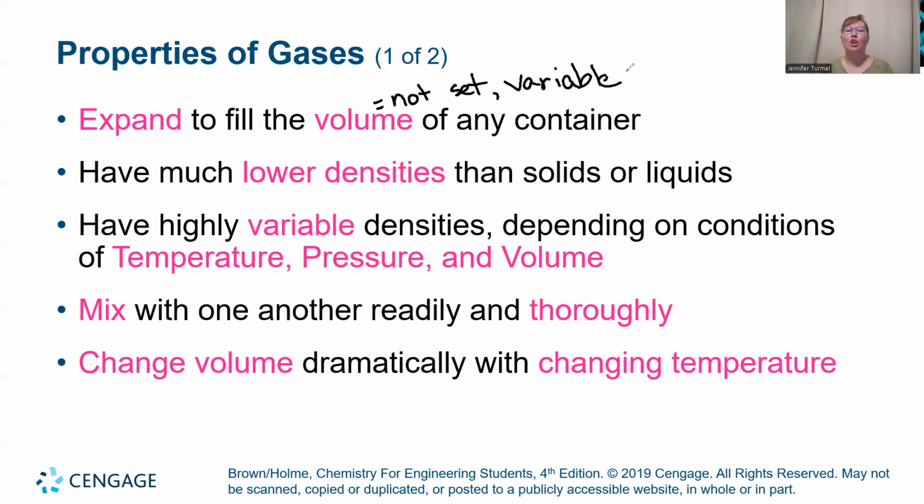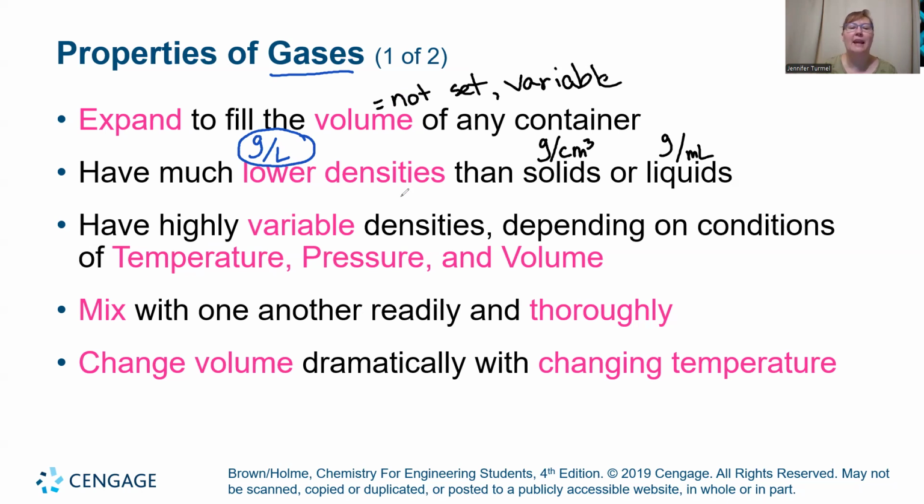Okay, gases have much lower densities than solids or liquids. So solids, remember, have densities in grams per centimeter cubed, and liquids have densities in grams per milliliter. But gases, and I'll go ahead and change colors so it's a little easier to see here, gases have densities in grams per liter because it doesn't make sense to talk about grams per milliliter. So we'll be talking about grams per liter here. Okay. And they have variable densities.